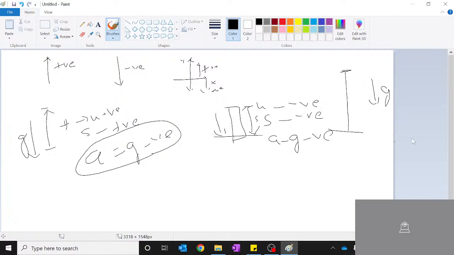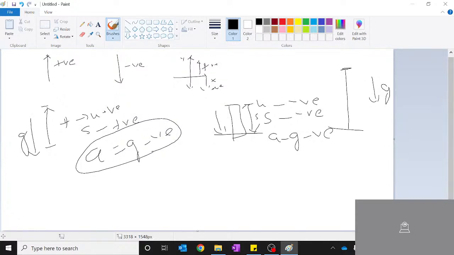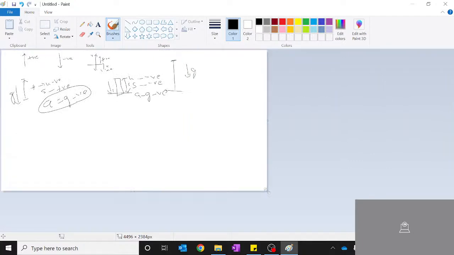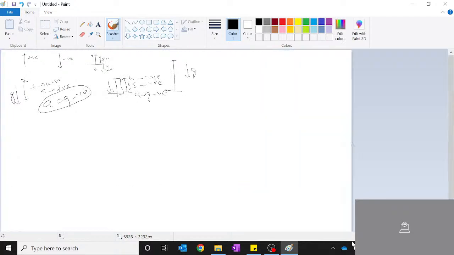Now with these concepts in mind, tell me, what happens to the equations that we have seen earlier? There are only three equations, as you all know, correct? Which are v is equal to u plus at, s is equal to ut plus half at square, and v square is equal to u square plus 2as.